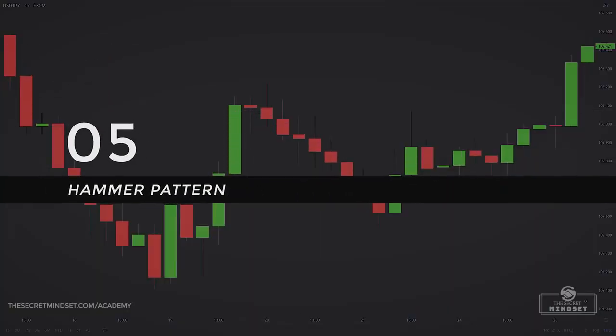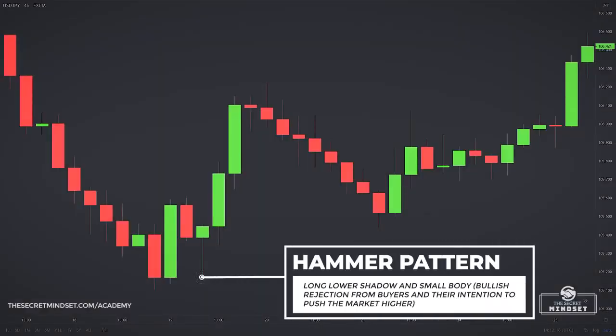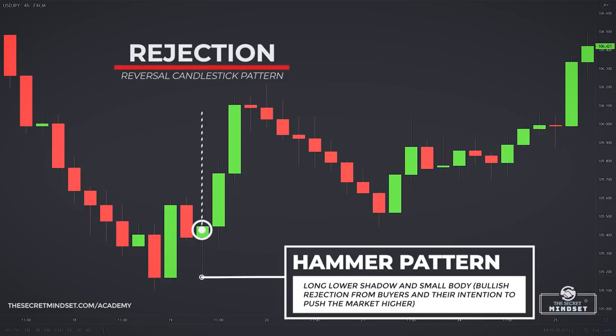Another important candlestick formation is the hammer. The hammer candlestick is created when the open, the high and the close are roughly the same price. It is also characterized by a long lower shadow that indicates a bullish rejection from buyers and their intention to push the market higher. The hammer is a reversal candlestick pattern when it occurs at the bottom of a downtrend.